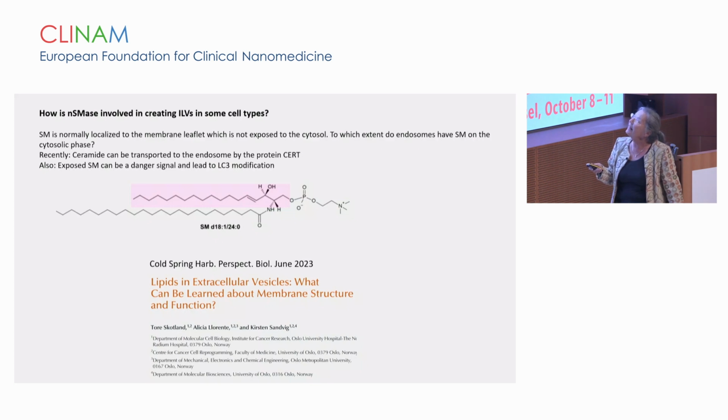And recently, ceramide was found to be transported to the endosome by the protein CERT, and also exposed SM on the cytosolic side can be a danger signal and lead to LC3 modification. And then what happens is not really known. Different groups have very recently published that. So one has to do more in order to figure out the exact role of SM when it comes to formation of intraluminal vesicles in some cells.